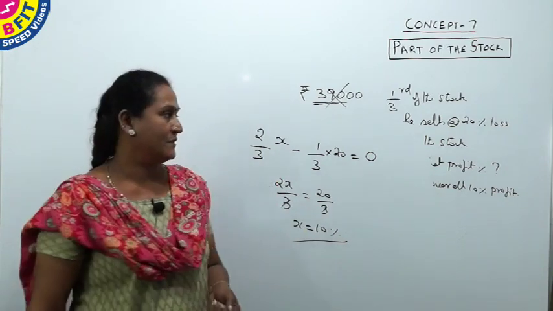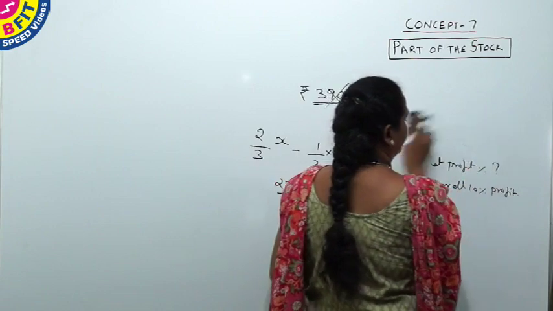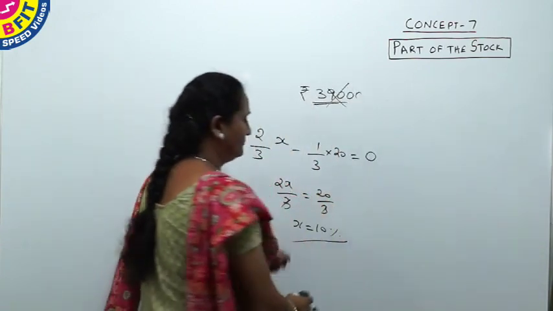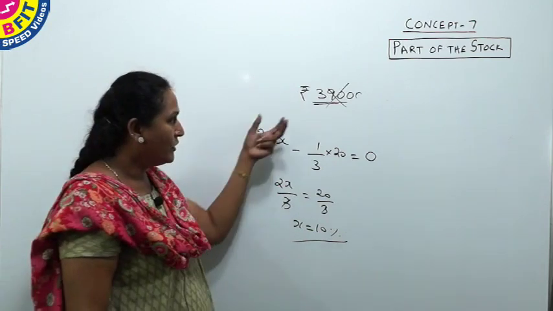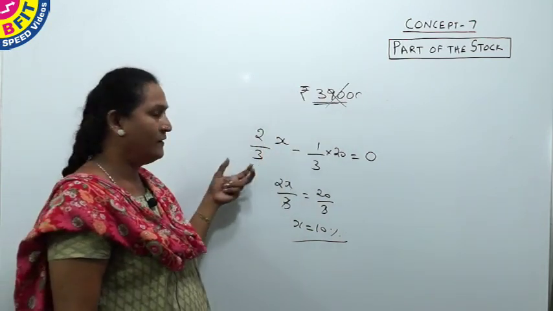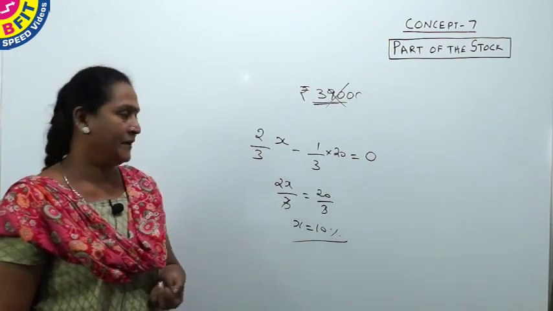So we'll see one more example. So remember, when part of the stock is given, no need to use the whole stock worth and make our work complicated.